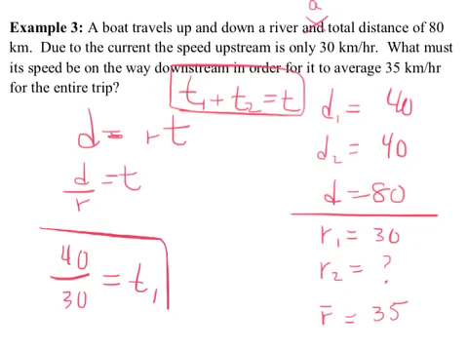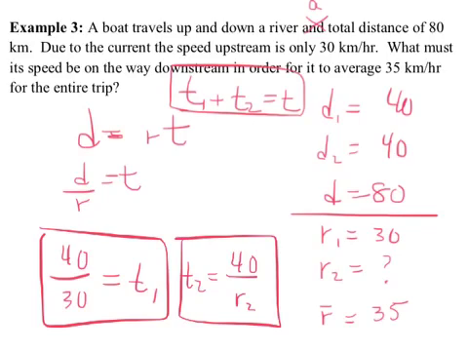t2. The distance traveled is 40. It's still 40, because you're going 40 kilometers on the way back down. But do we know what the rate is on the way back down? That's our question mark. So let's just call that R2 for now. That's going to go in for T2 up at the top. So far we only have one variable, because T1 and T2 are going to be replaced. We have 40 over 30 and 40 over R2. So R2 is what we're solving for: what must its speed be on the way downstream?